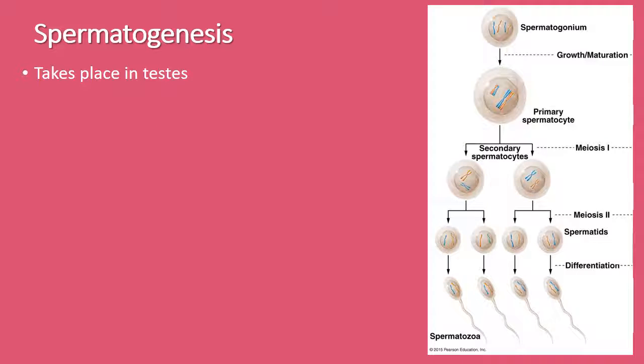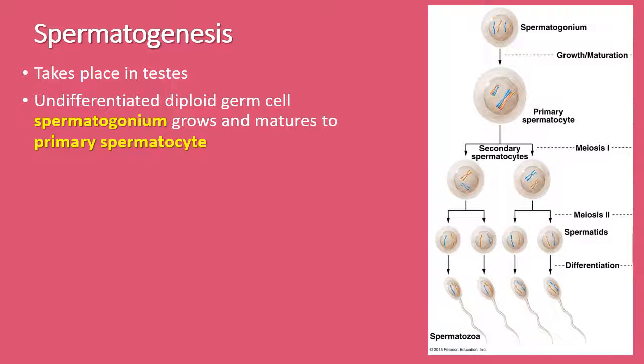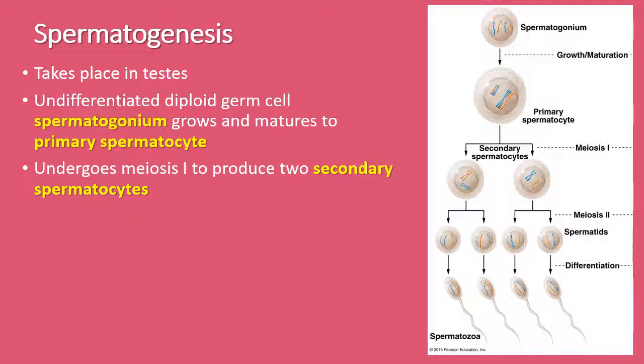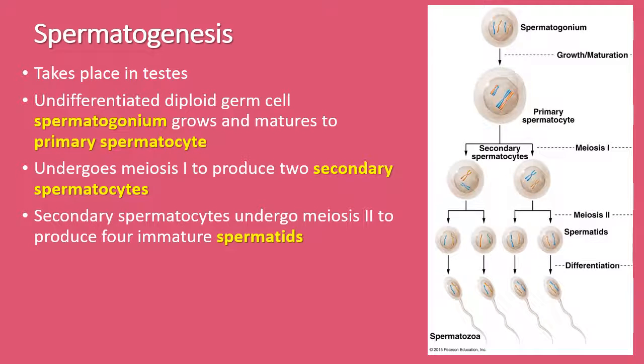With spermatogenesis, it takes place in the testes. The undifferentiated diploid germ cell, which is called a spermatogonium, will grow and mature into what's called a primary spermatocyte. And at puberty is when we start with these primary spermatocytes undergoing meiosis I to produce 2 secondary spermatocytes. This is where the homologous chromosomes have separated. And then the secondary spermatocytes undergo meiosis II to produce 4 immature spermatids.